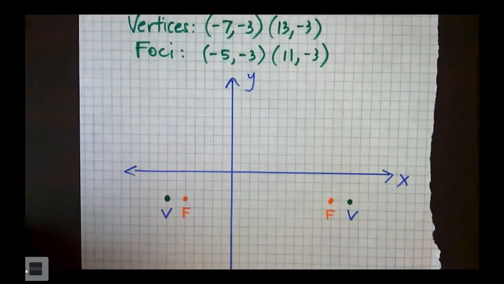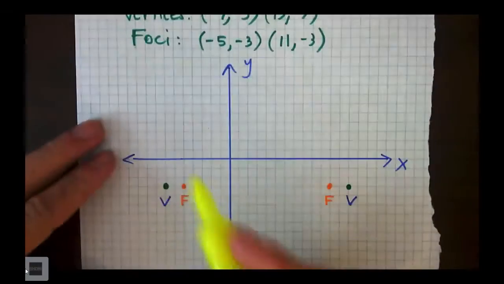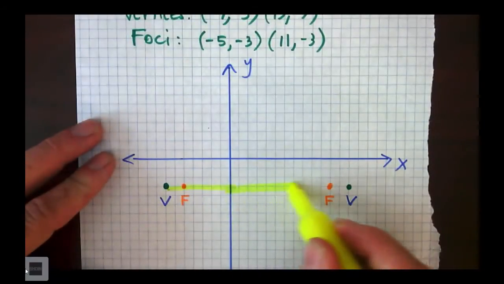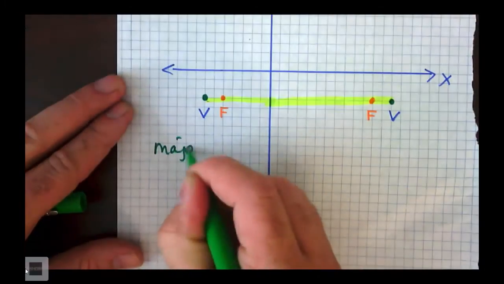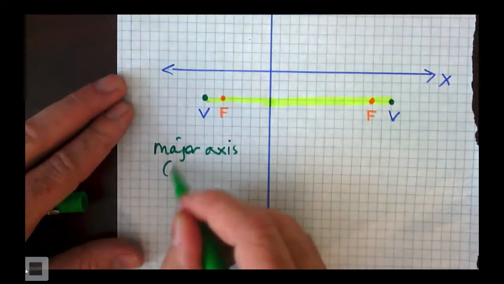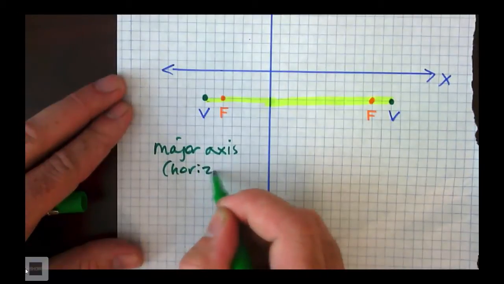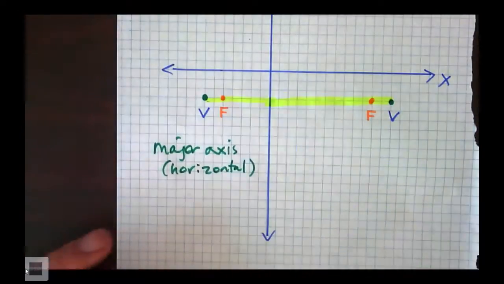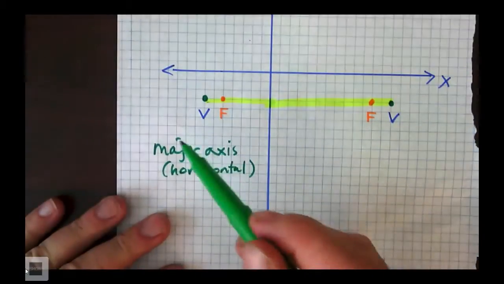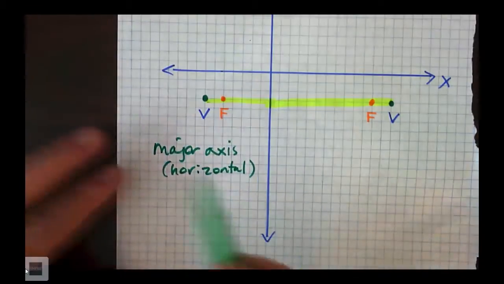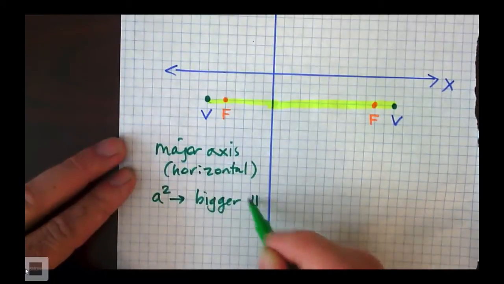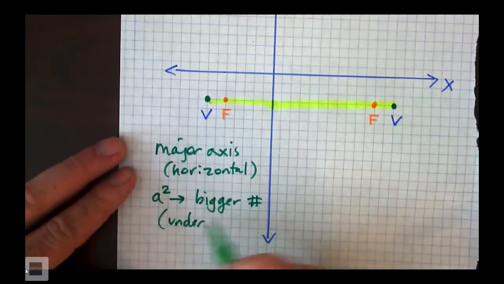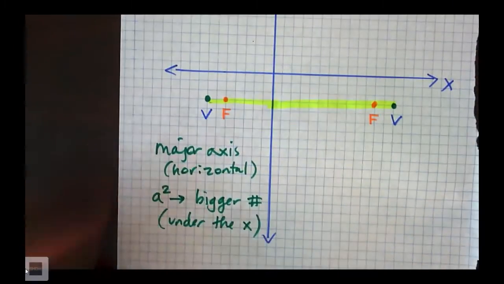Now, the fact that my vertices run left to right means my major axis is horizontal. If the major axis is horizontal, I know that my bigger number is going to be underneath the x term. So a squared is the bigger number, and it's going to be under the x value, under the x.